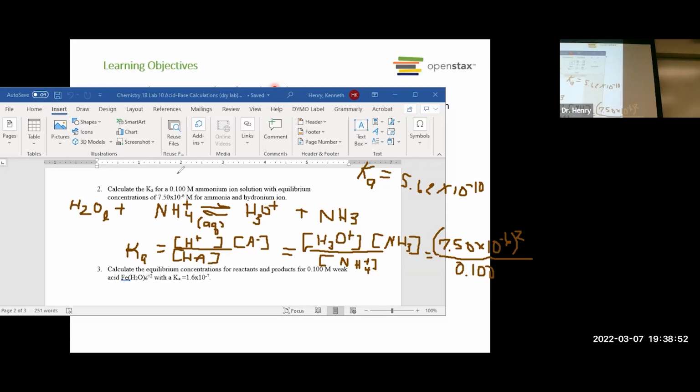And that means that this concentration also lets us know that, right? Because we have more of this than we have of this. So more than likely, you're going to have more of the ammonium ion in solution than you will have of the hydronium ion and ammonia. Ammonium ion and ammonia. Okay.